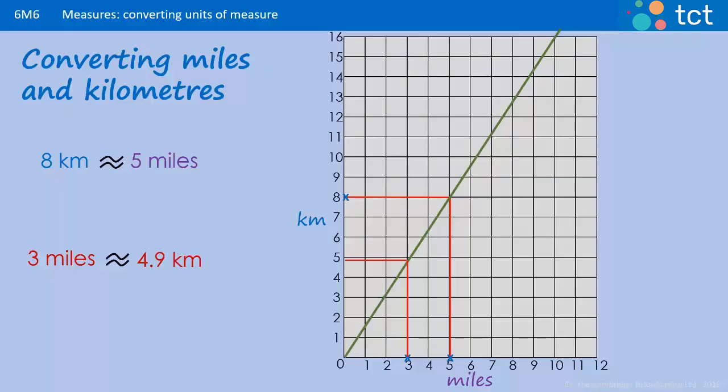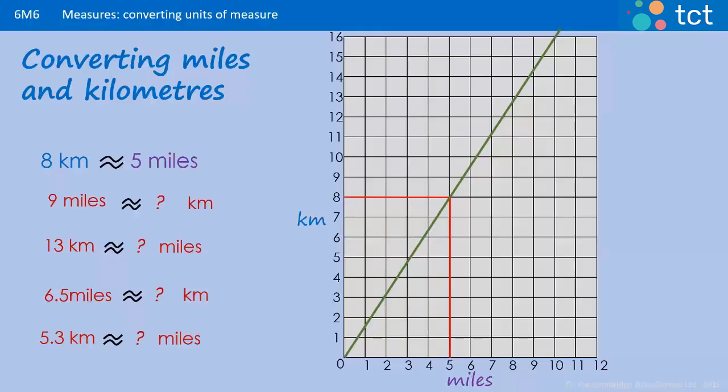It works the other way round too. I want to know 6 kilometres. How many miles is that? So from 6 kilometres, I draw a horizontal line across until it hits that diagonal line, and then I take it down to the miles, and that looks like it's about 3.8 miles.